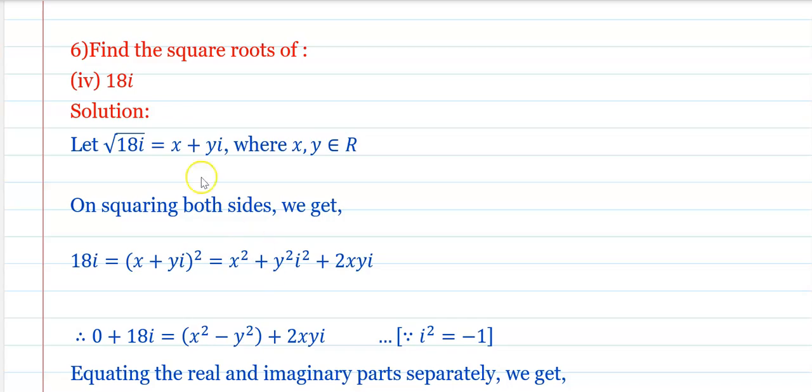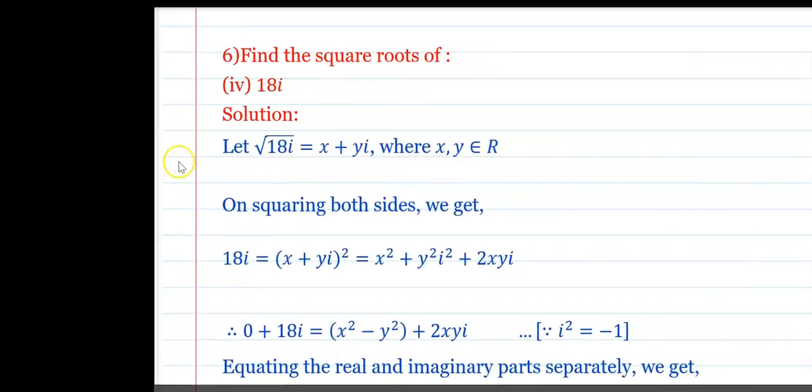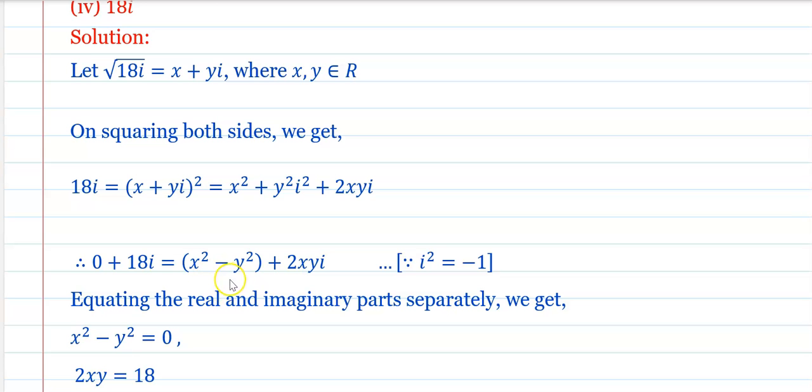Okay. Now the next question. Find the square root of 18i. Let root of 18i be equal to x plus yi, where x, y belong to the set of real numbers. On squaring both sides, you are getting 18i is equal to x plus yi whole square. Then we square it: x square plus y square i square plus 2xyi. i square is minus 1, and then x square minus y square plus 2xyi.